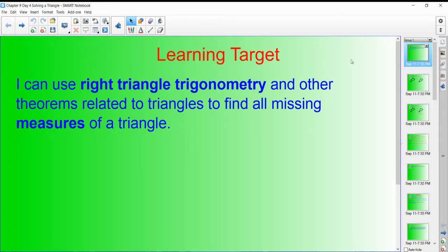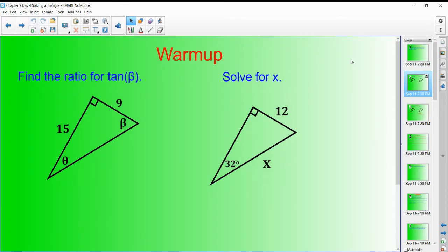So let's get started with our warm-up. Okay. I want the tangent of B for the left triangle, and for the right triangle, I want you to solve for side length x. Pause the video, make sure you get them both correct. We can move on from there.